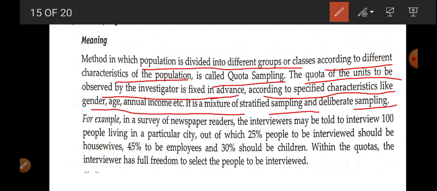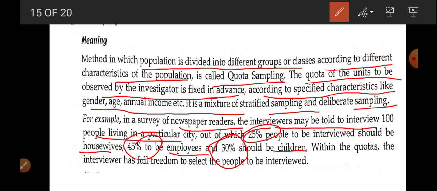Okay. Now here is given: a newspaper reader, an interviewer, may be told to interview 100 people in a particular city. So he divided the whole group of 100 people as housewives, as employees, as children, and then he decided the quota: 25% housewives, 45% employees, and 30% children. So this is your quota sampling.